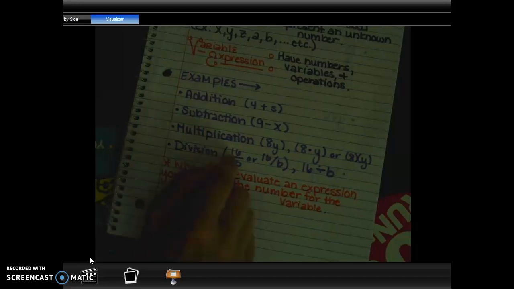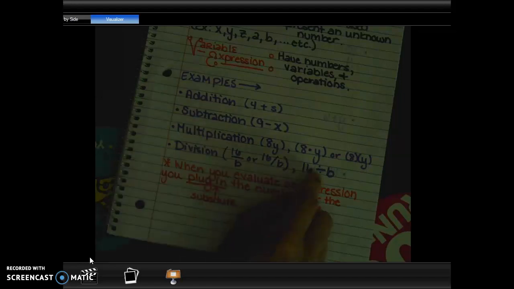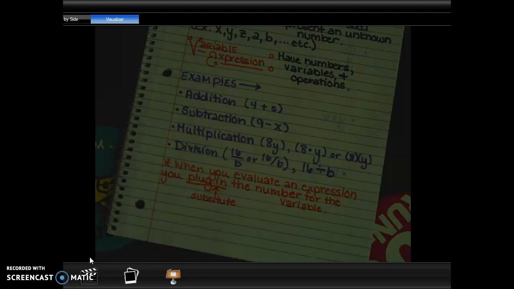Division also has multiple ways in which it can be written. It can be written as like 16 over b, like a fraction. This is another way a fraction can be written. Still means division. Or it can be written with a division sign, 16 divided by b. Now, why do you need to know these? Well, because that way you know exactly what you're evaluating.